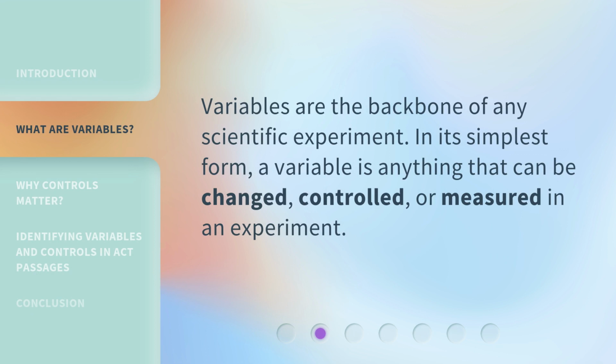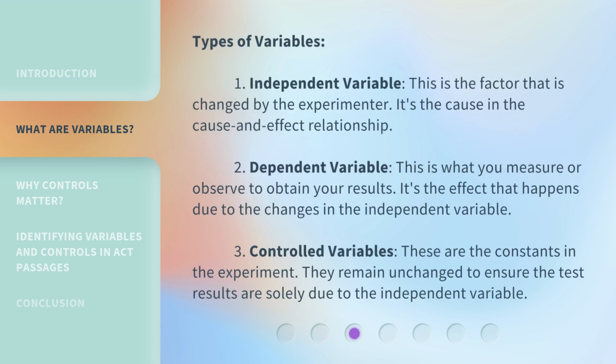Variables are the backbone of any scientific experiment. In its simplest form, a variable is anything that can be changed, controlled, or measured in an experiment. Types of variables. 1. Independent variable. This is the factor that is changed by the experimenter. It's the cause in the cause and effect relationship.